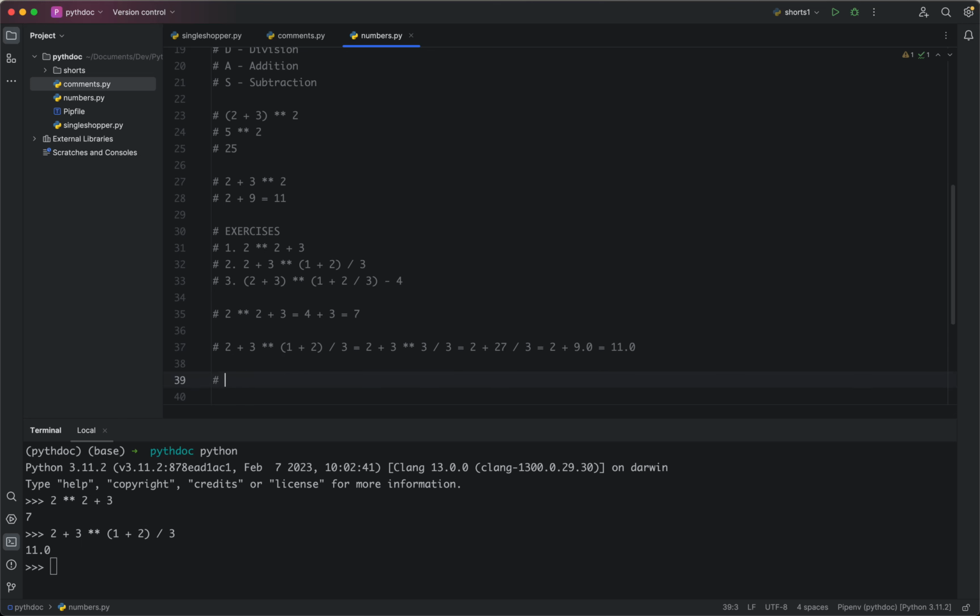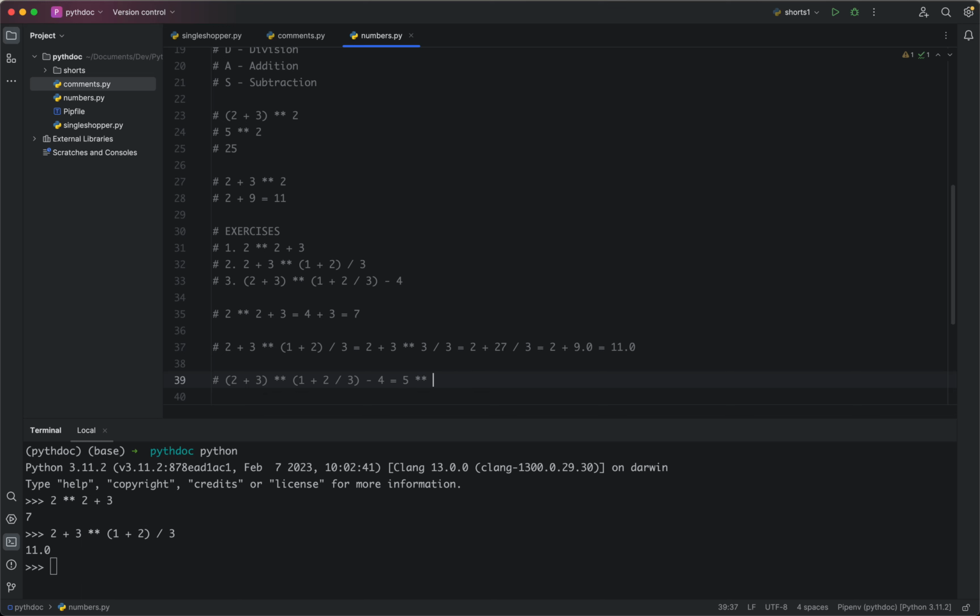So let's solve this again together. The first thing is to ask ourselves, do we have parentheses? And definitely we do. And so let's solve for the parentheses. 2 plus 3 is inside the parentheses. We solve that, and that gives us 5.